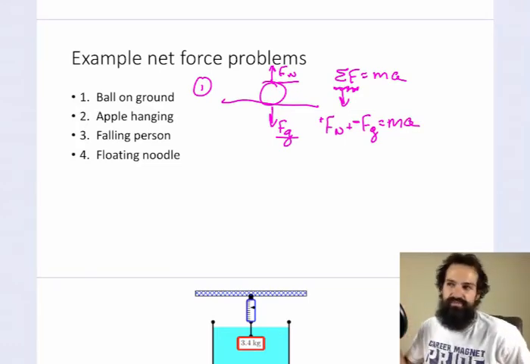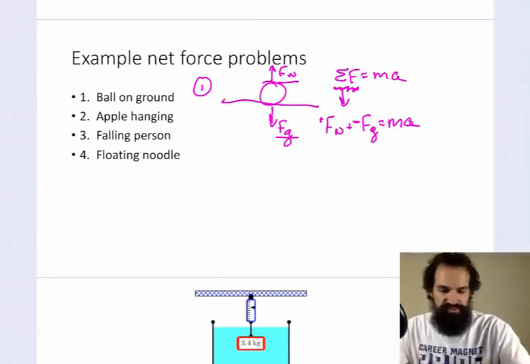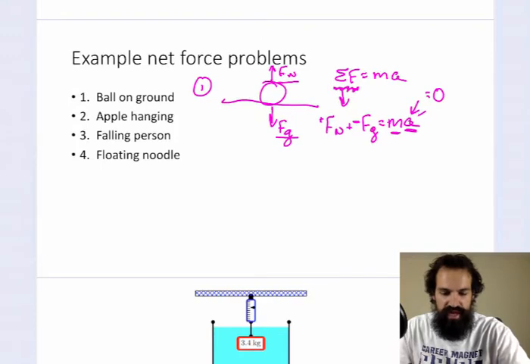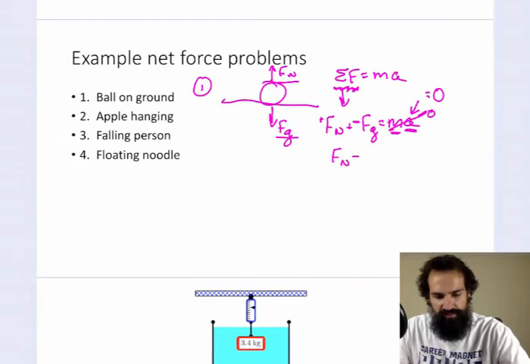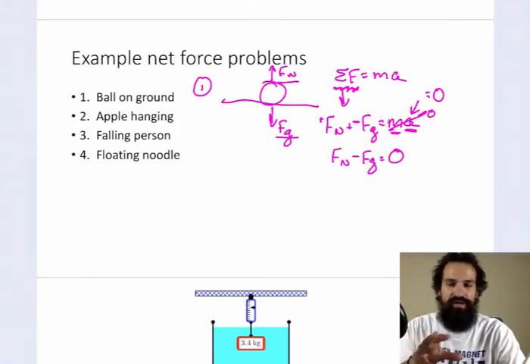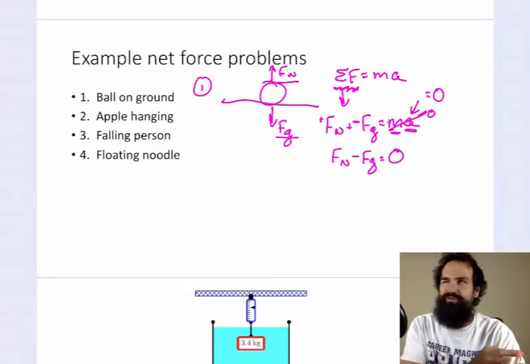Now, is this object speeding up? No. Slowing down? No. Changing direction? It is not. Which means it's not accelerating, or the acceleration is 0. That's why we care. Because if we know the acceleration is 0, 0 times any amount of mass is going to collapse to 0. And now you're left with Fn minus Fg equals 0. Now, if you kind of get it, but not completely, that's great, because we're going to do 3 more that hopefully will clarify that a little bit.